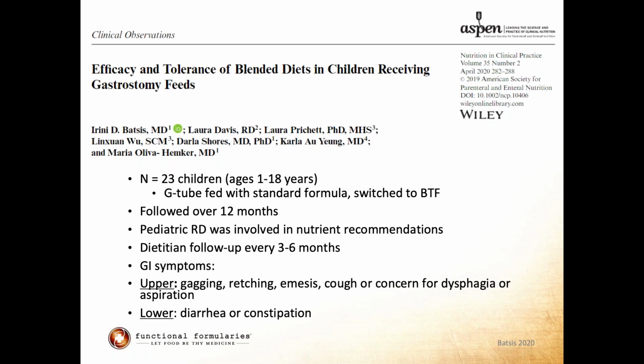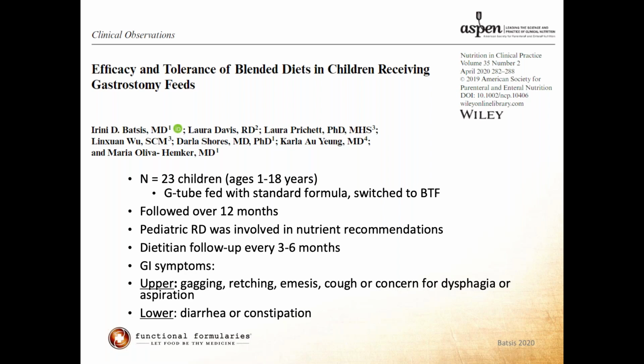So this is a recent study published in ASPEN 2020 to determine the prevalence of GI symptoms in children receiving a blended diet via G-tube. They reviewed the clinical experience with G-tube-fed children who had been receiving a standard enteral formula and were subsequently switched over to a blenderized diet. This was a single-center retrospective study. Children were 1 to 18 years old. There were 23 enrolled within the study, and they received the blended diet and were followed up with over a 12-month period. A pediatric dietitian was involved in the nutrient recommendations.